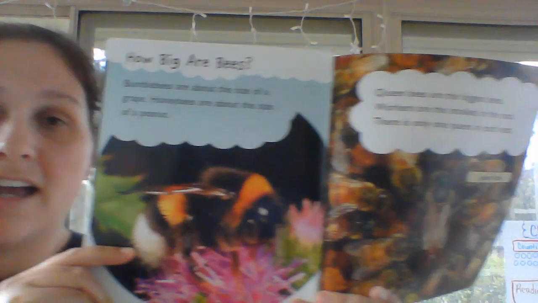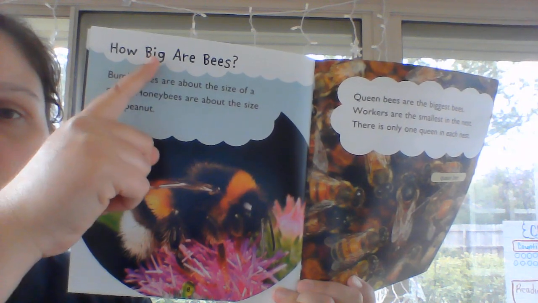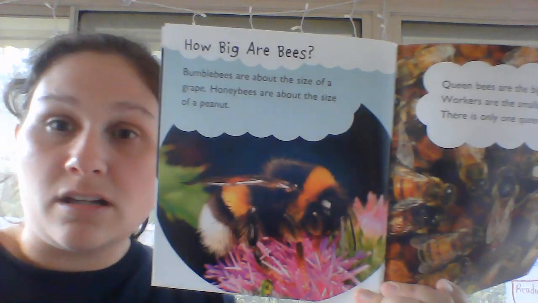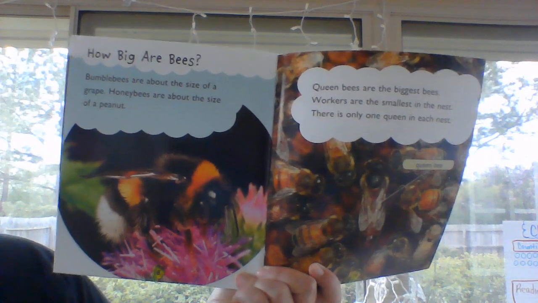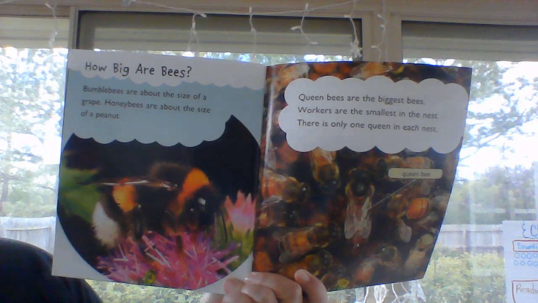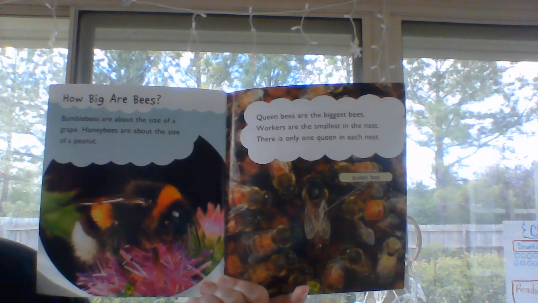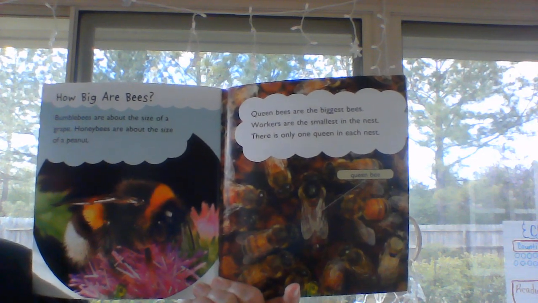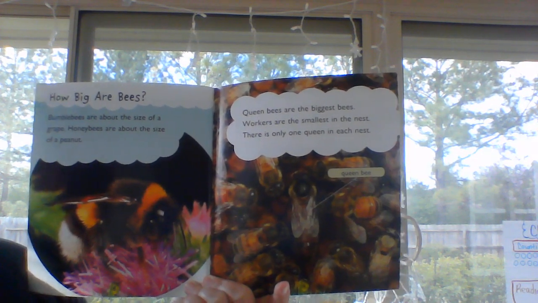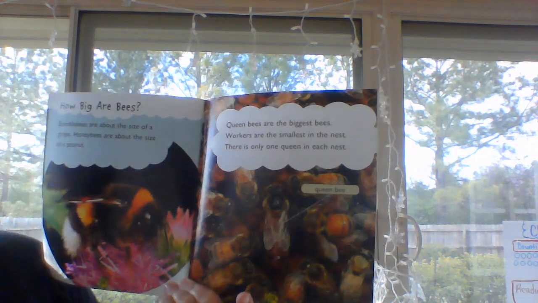Oh, here's another heading. So the chapter has changed. How big are bees? So this is going to be all about their size. Bumblebees are about the size of a grape. Honeybees are about the size of a peanut. Queen bees are the biggest bees. Workers are the smallest in the nest. There's only one queen in each nest. And look, it's labeled specifically which one is the queen bee.